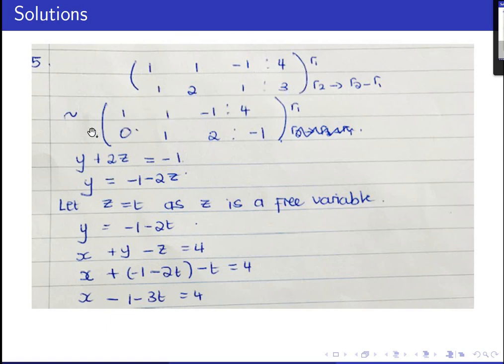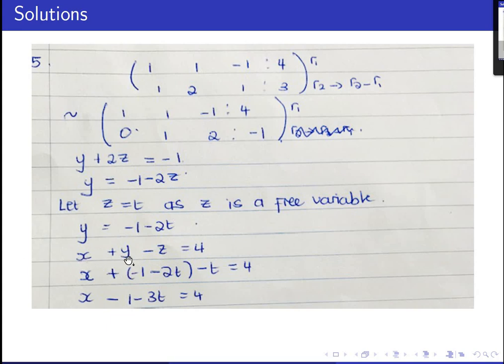I get my equation into echelon form, right? Once this is in echelon form, I cannot reduce it any further, where my pivots are 1 and 1. As you can see, z is the free variable, right? It's not a pivot. So since z is a free variable, we can let it be anything because it's free. Now suppose z is t. When z is t, we have that y = -1 - 2t, right?